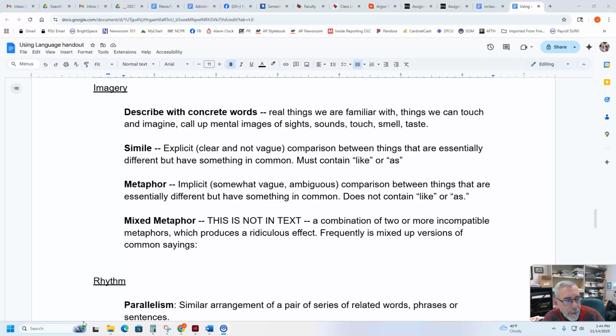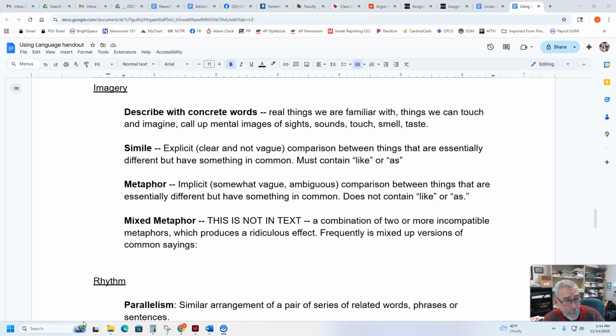Metaphor. Metaphor is an implicit comparison, whereas simile is explicit. Simile says this thing is like that. Metaphor is implied. We're just saying that something is something else, right? It's a comparison between things that are essentially different but have something in common. It does not use like or as.